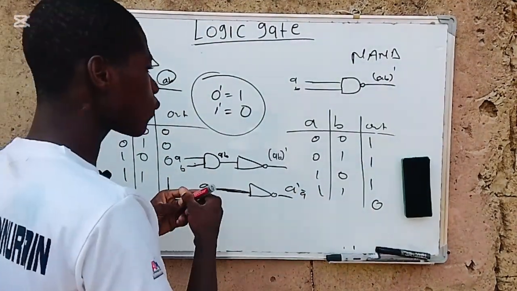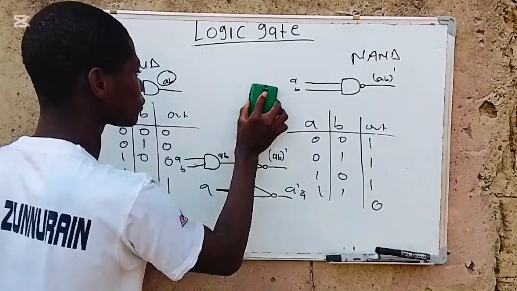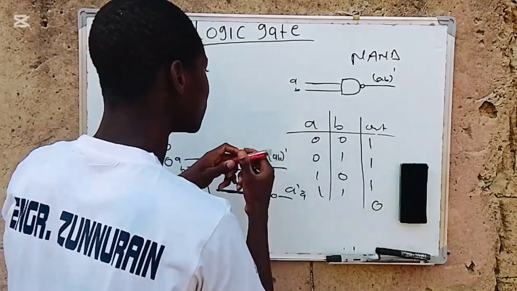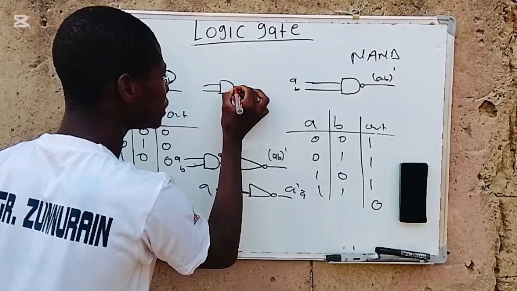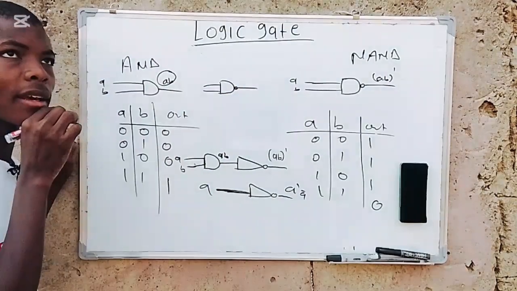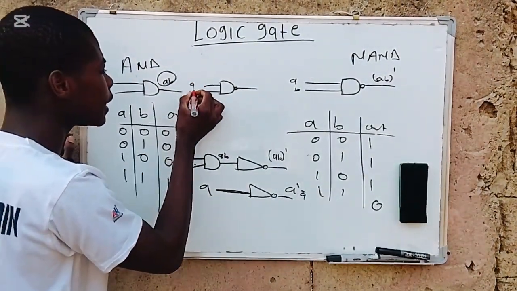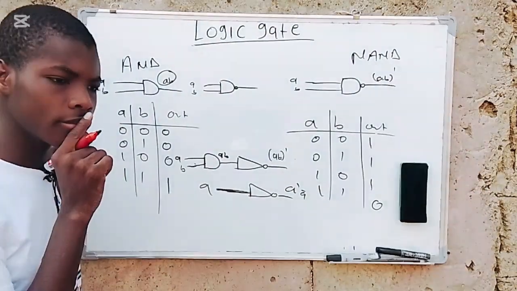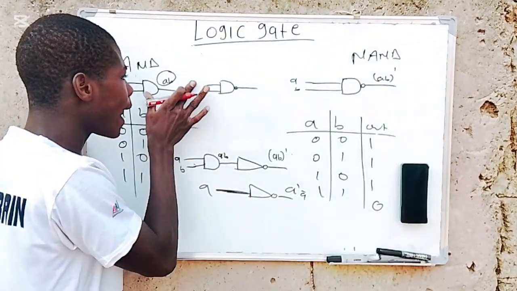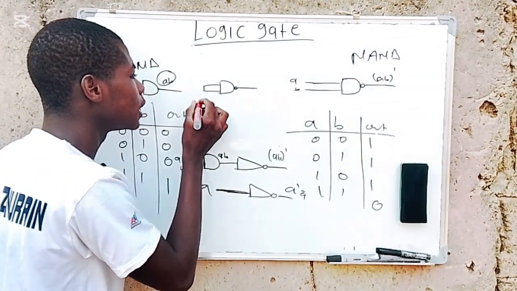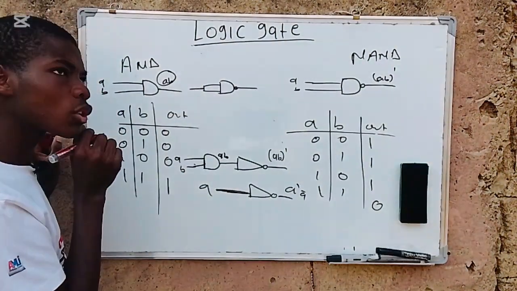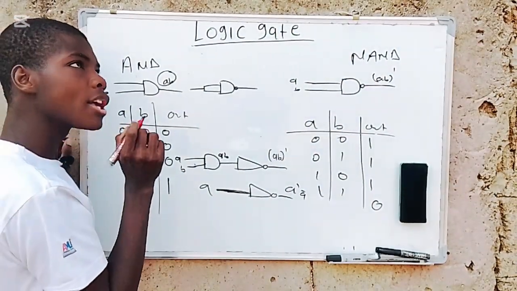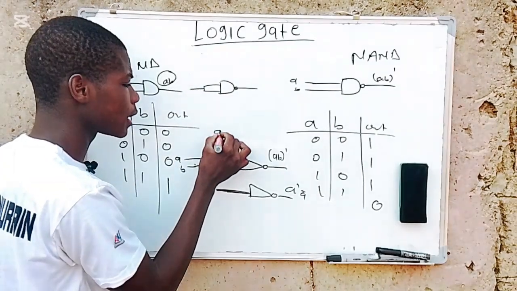So for now, suppose I have a NAND here. I have terminals A and B, but I join them, the A and B. So what am I going to get? As you can see, I will get A and A.